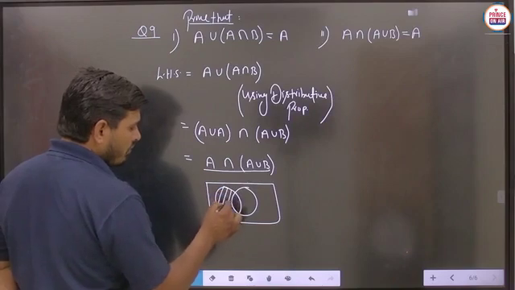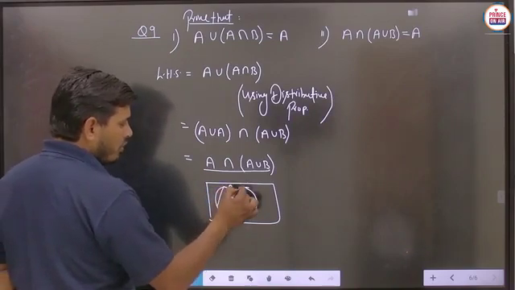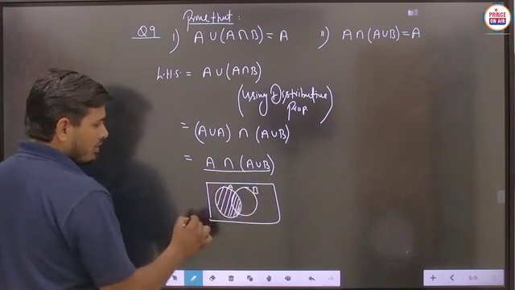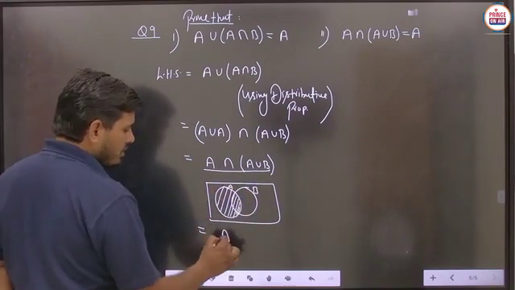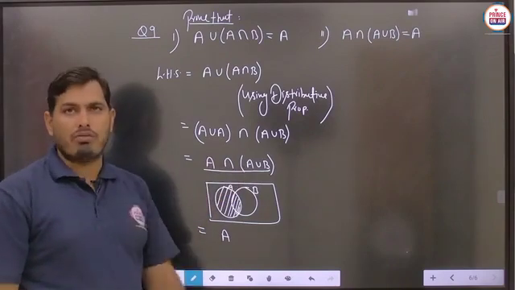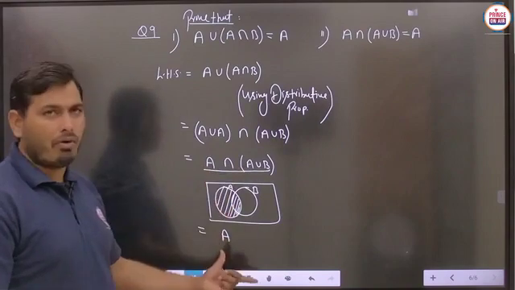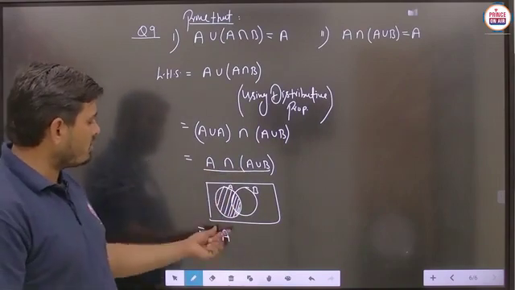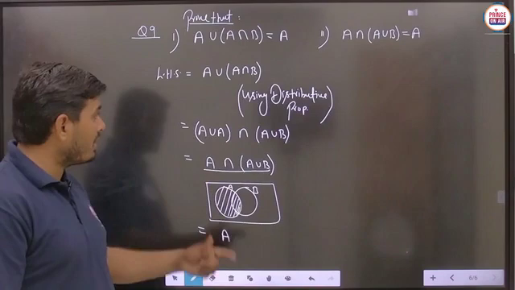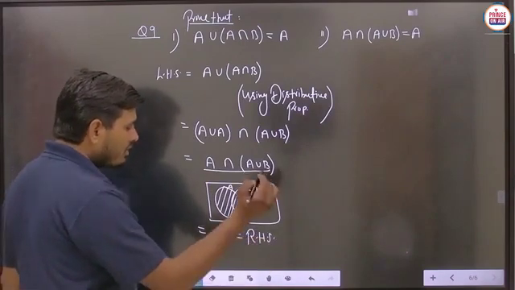So student, we will apply the logic and try to make the Venn diagram of this part. Then you can automatically understand the answer as the set A. The whole set A is the common element of both the given sets A and A union B. Easily you can check with the help of Venn diagram. So automatically, student, you will get the answer of this part as the set A, and this is your right hand side. Is it clear?